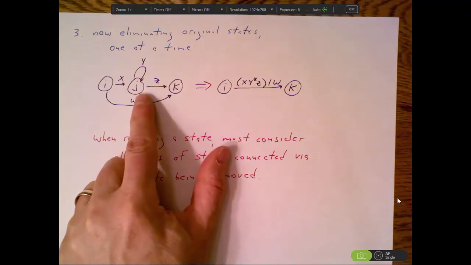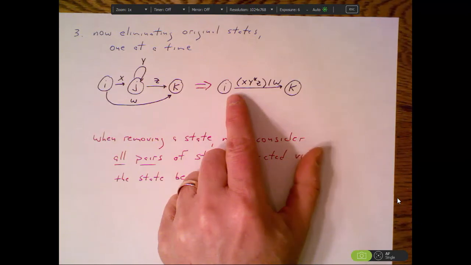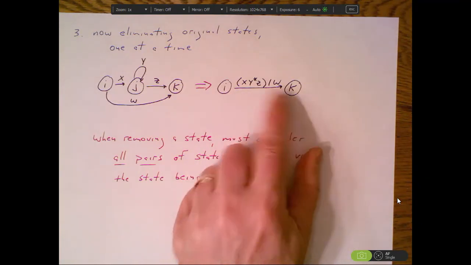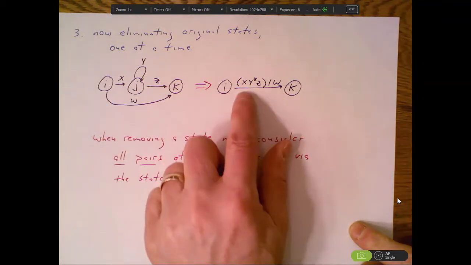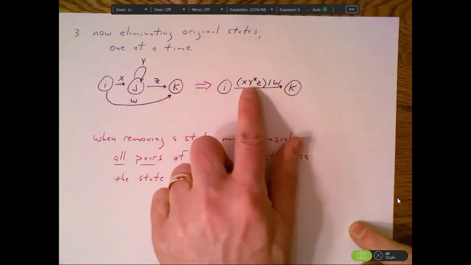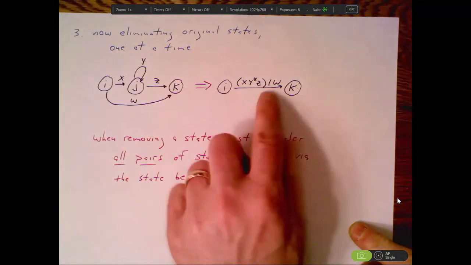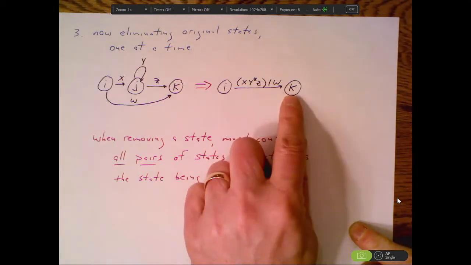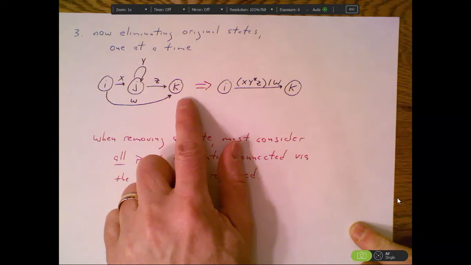So we pull J out of there. What can we do? I draw an arc from I to K, and what's the regular expression I want to model this with? Well, it's traverse X, traverse Y as many times as you want, including 0, and then traverse and match Z. That's one way to get to K, or take the bypass route of W.